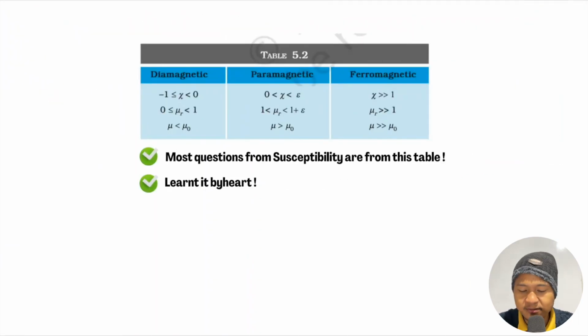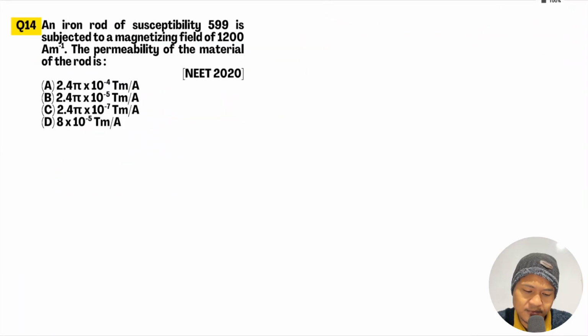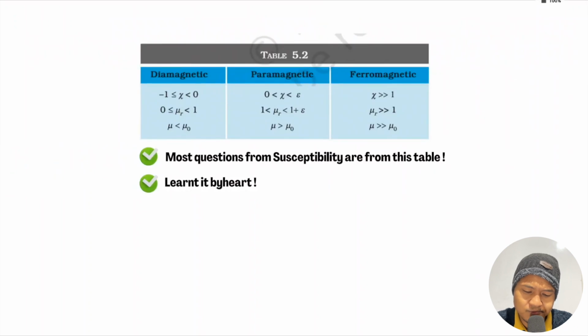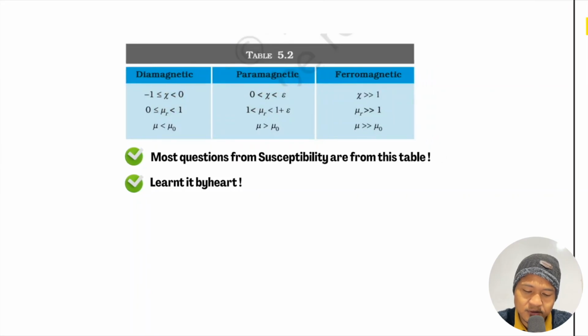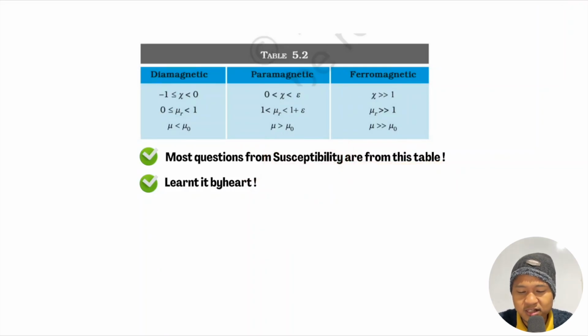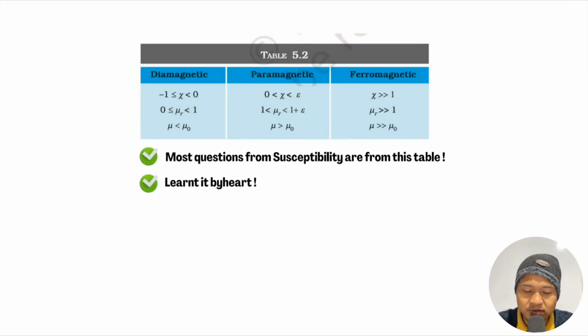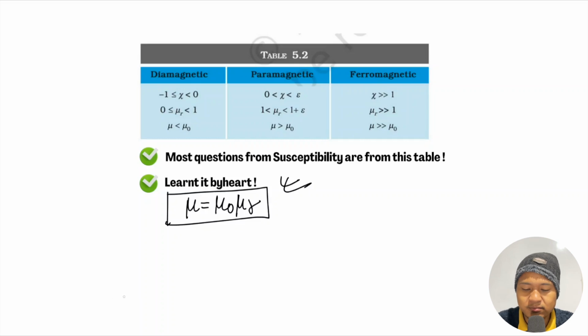And next is magnetic properties, the relation of psi, susceptibility. Whatever question they have asked you, directly from this table 5.2 you can select mu, psi or mu R. Mu naught... what is mu here? It is basically mu naught into mu R, a product.